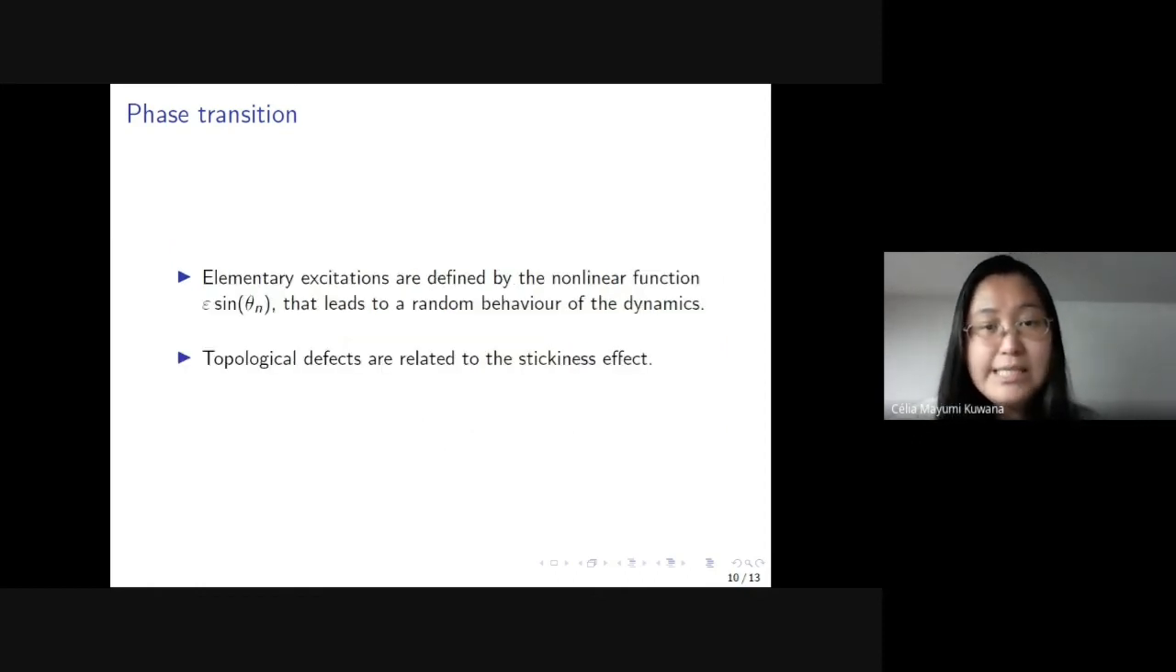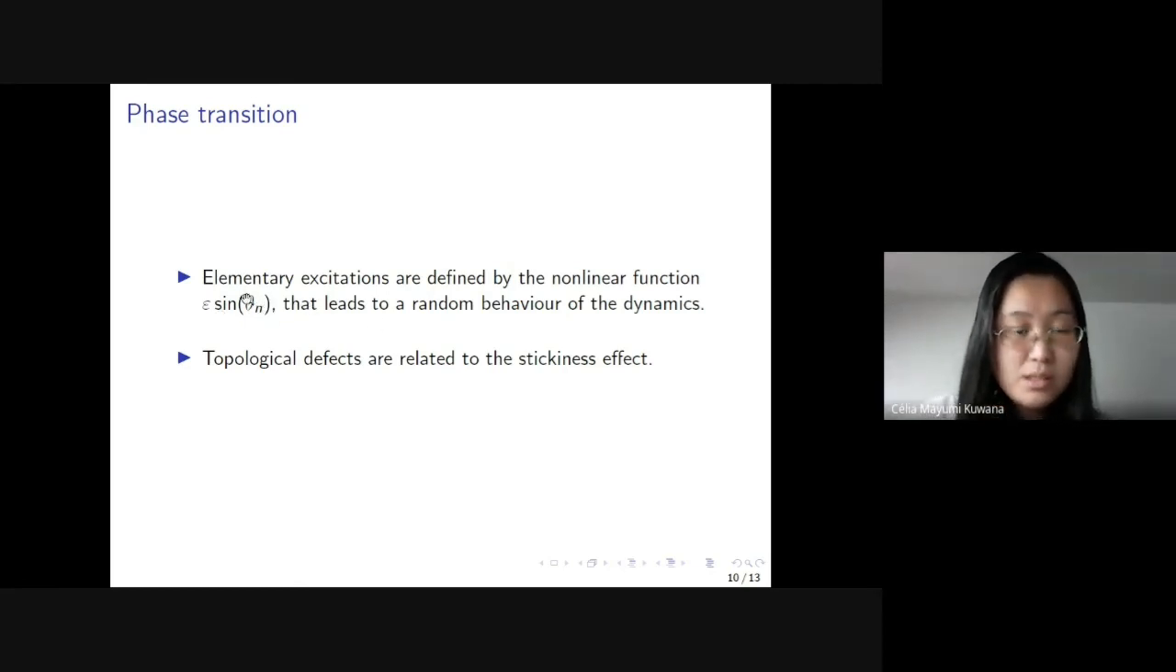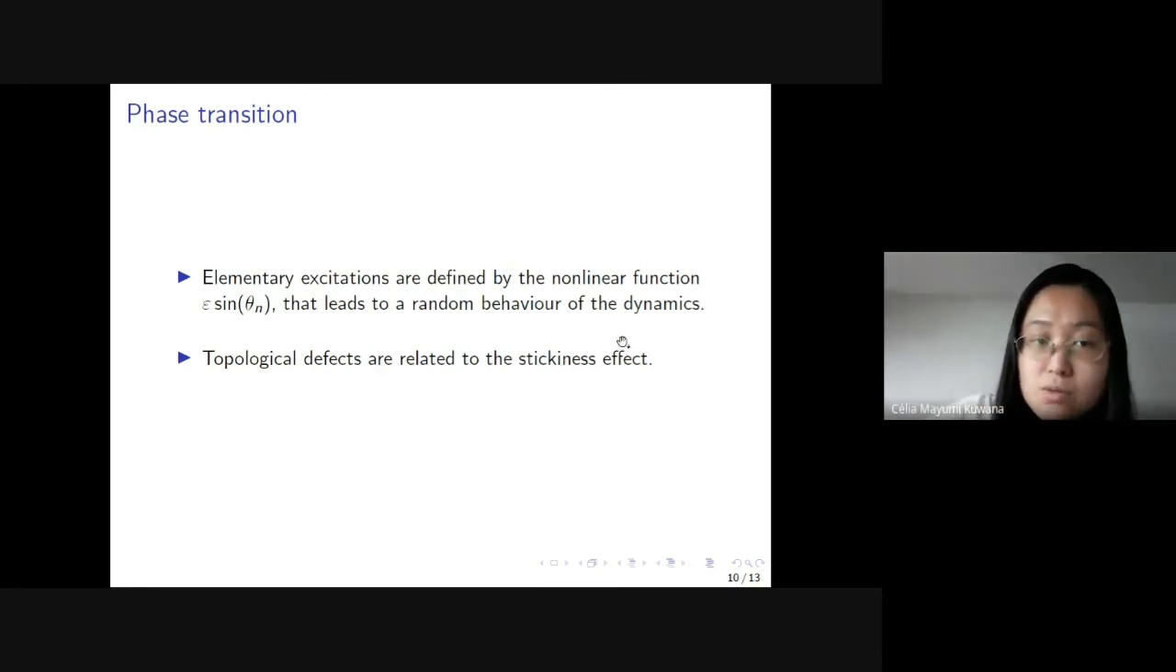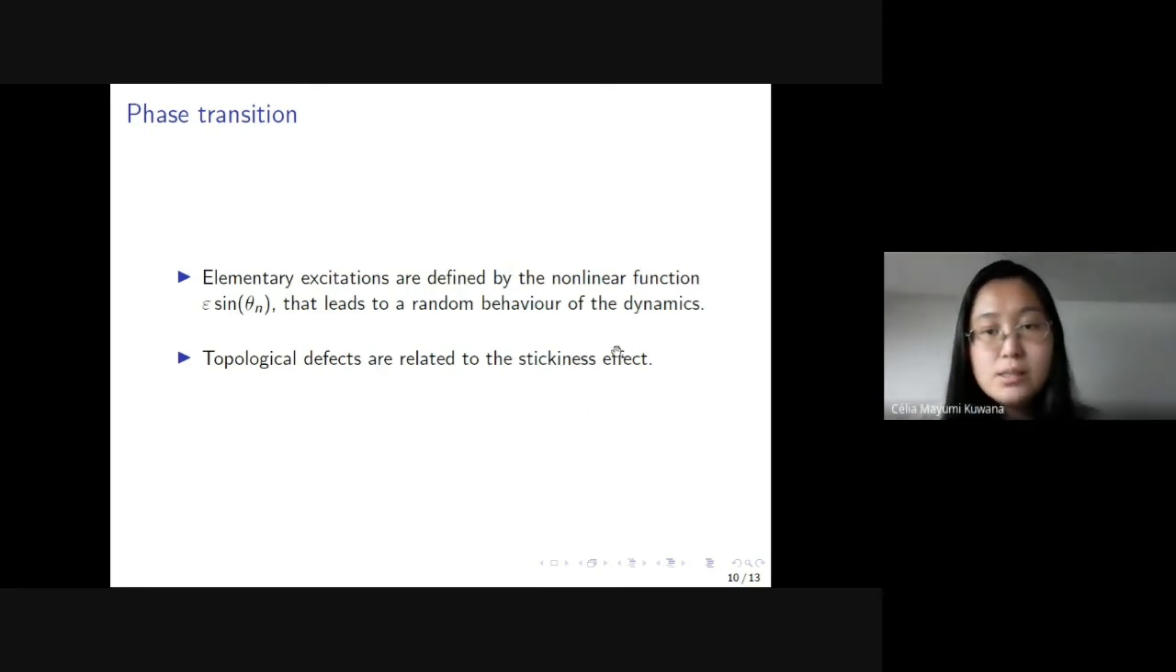The elementary excitations are defined by this function. As I said before, when the action is small, this function has a random behavior. This brings the diffusion in the orbits. So the elementary excitations are defined by this expression. And the topological defects are related to the stickiness effects. It happens when the particles are trapped temporarily in certain regions in the phase space.